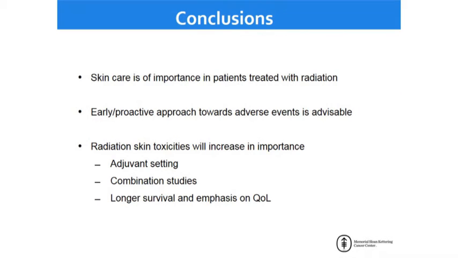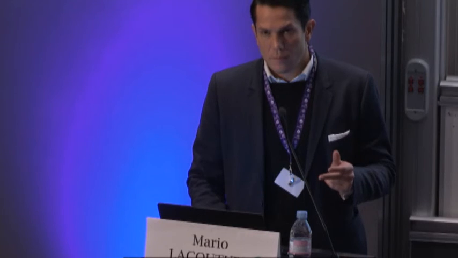So to conclude, skincare is of great importance in patients treated with radiation for the reasons that we have already seen. It is important to treat patients early and proactively, for example, with the use of prophylactic topical corticosteroids to prevent radiation dermatitis, and to have a low threshold for bacterial cultures to treat secondary bacterial infections, which occur in about a quarter of these patients. These radiation skin toxicities will increase in importance as more radiation is used in the adjuvant setting. Patients are less willing to tolerate toxicities. As we have seen, when radiation is combined with biologic therapy or chemotherapy, skin toxicities will be worse.